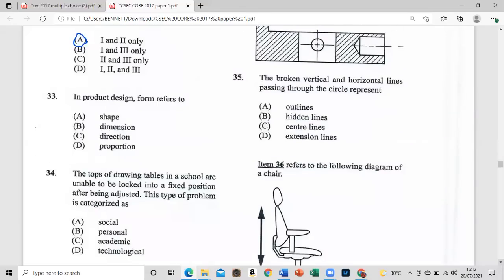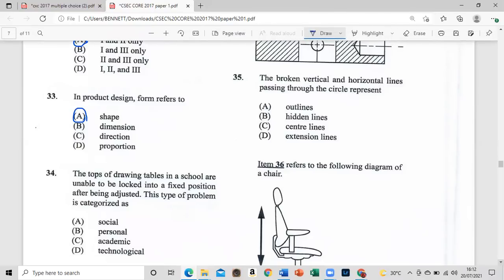In product design, form refers to A, shape, B, dimension, C, direction, D, proportion. And that is A, shape. So form in product design refers to shape, or how the product is designed.